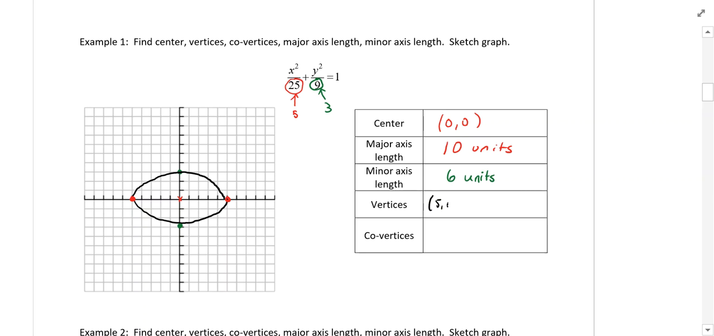And then my vertices, those are these points that I have in red. So that's at 5, 0 and negative 5, 0. And my covertices, those are the points I did in green. 0, 3 and 0, negative 3. And we sketched our graph. Done.